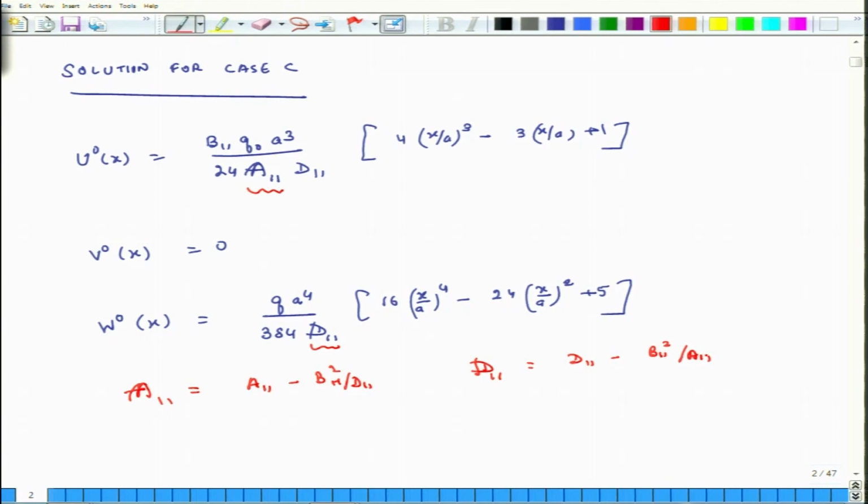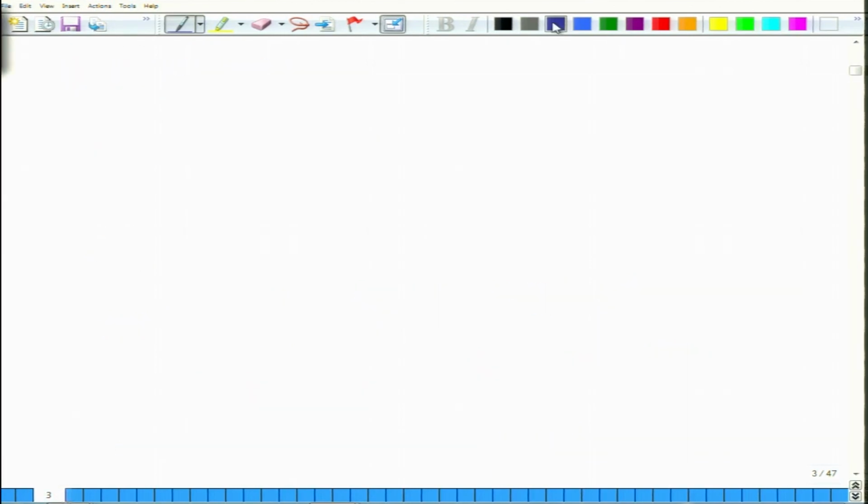So, this is the solution for case C, and then the other things we had also calculated was that for case C we found that Nx is equal to 0, Nxy is equal to 0, and Mx is equal to minus Q x square over 2 plus Q a square over 8. So, that is the moment resultant. So, now we proceed to case D.